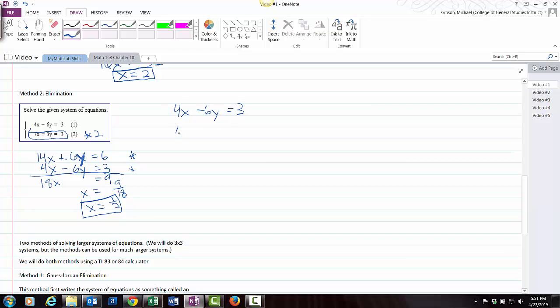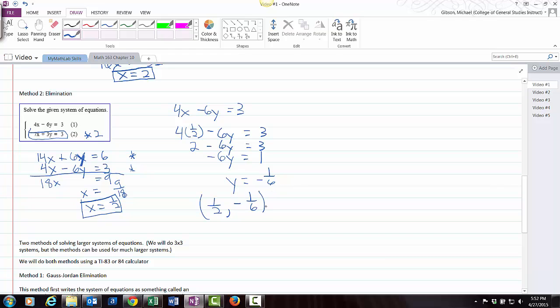Now put a half in for x. 4 times 1/2 minus 6y equals 3. 2 minus 6y, right? 4 times a half is 2, equals 3. Let me subtract 2 from both sides. Minus 6y equals 1. Divide both sides by minus 6, y equals minus 1/6. So my answer for this one then is 1/2 comma minus 1/6.